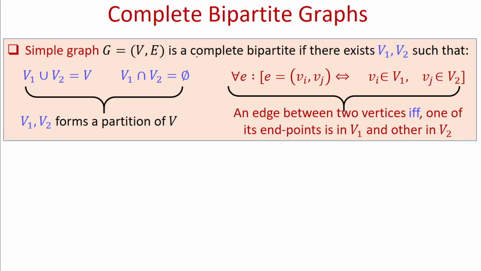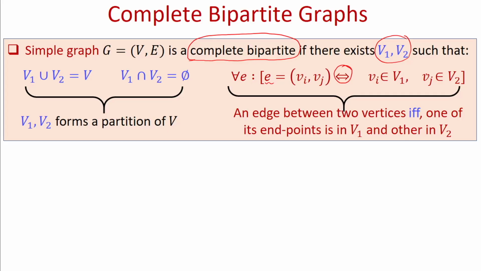Now let's define next what we call a complete bipartite graph. It is a special type of bipartite graph. First of all, it is a bipartite graph, namely it should be possible to come up with a partition of the vertex set, and that partition should have a special property. Now, you take any edge in the graph, one of its endpoints should be in V1, the other endpoint should be in V2. That comes from the definition of the bipartite graph, but this implication is now a bi-implication.